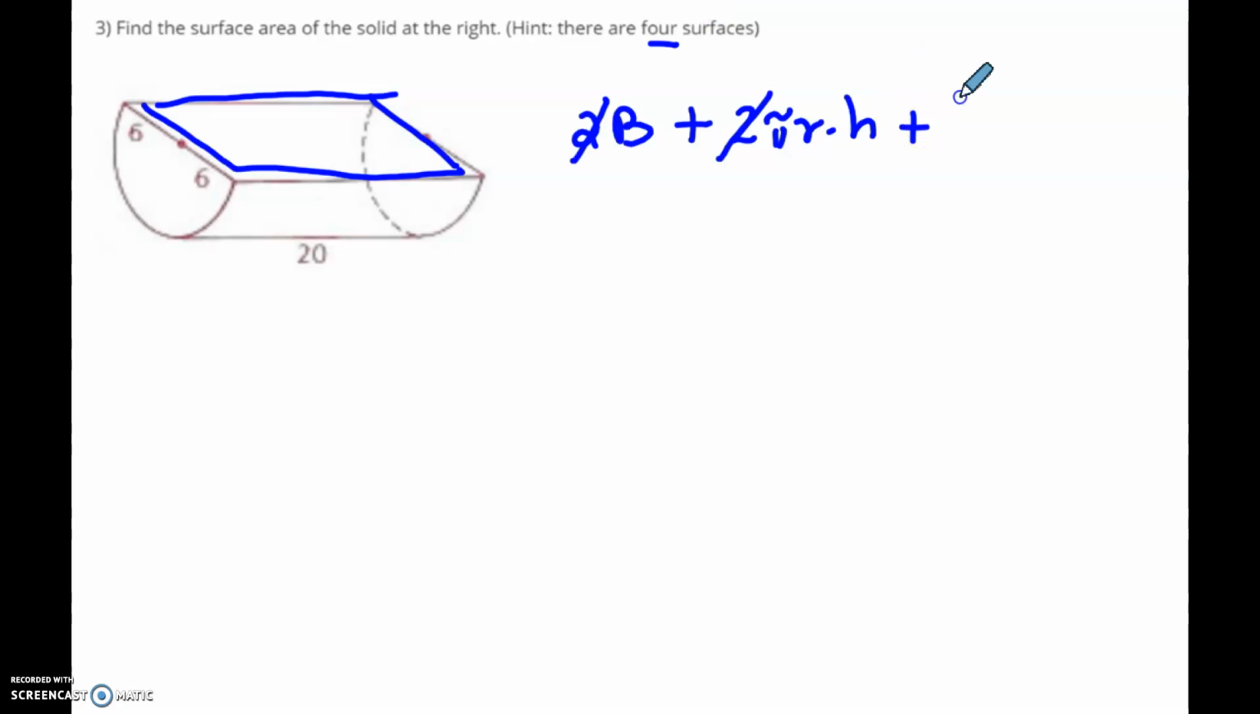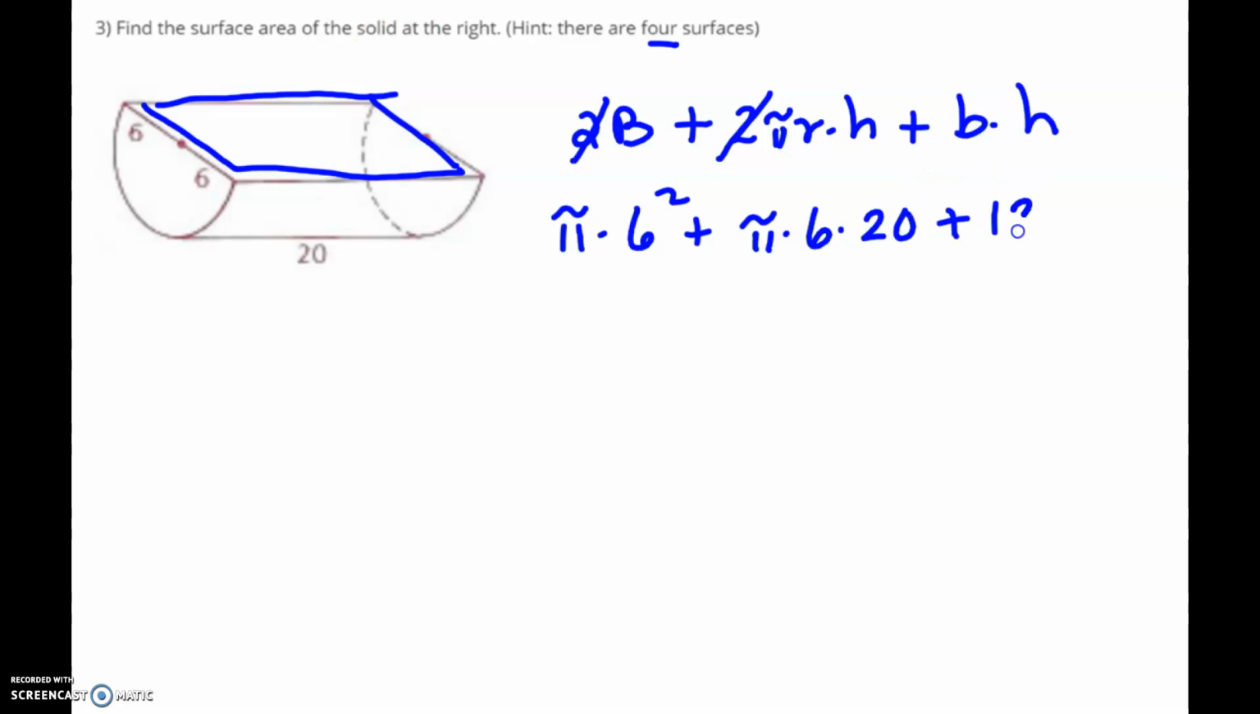That rectangle, of course, is just its base times its height. For our circle, the area of a circle, again, is pi times our radius squared. Our radius is 6. For the lateral surface area, we're just doing pi times our radius times our height of the cylinder, which would be 20 if it was standing up. And that rectangle was 12 times 20. So I end up with 36 pi for my bases, 120 pi for my curved lateral surface, and 240 for that flat rectangular surface on top.